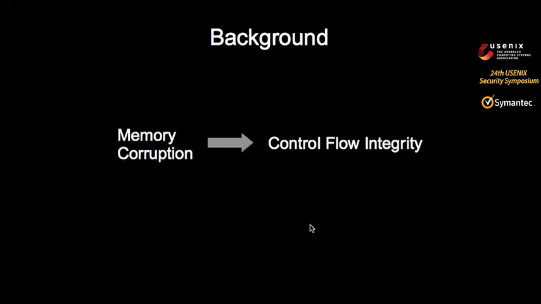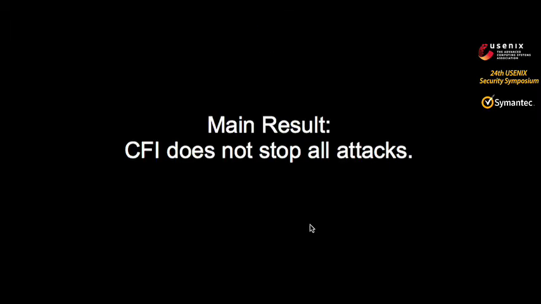And the idea behind control flow integrity is that if we can manage to somehow restrict the program to some subset of the control flow graph, maybe if an attacker is able to actually obtain control of the execution of the program, they won't actually be able to do anything bad with it. And that's the hope. And the main result of what I hope to convince you of is that control flow integrity really does not stop all attacks.